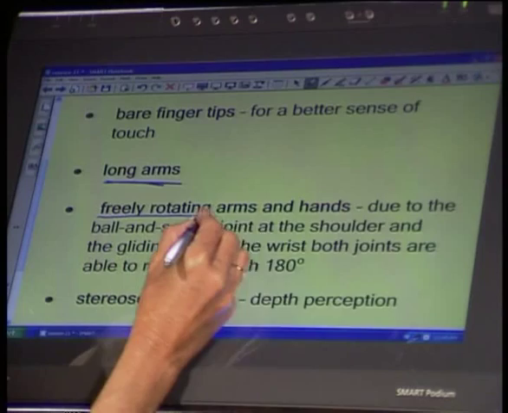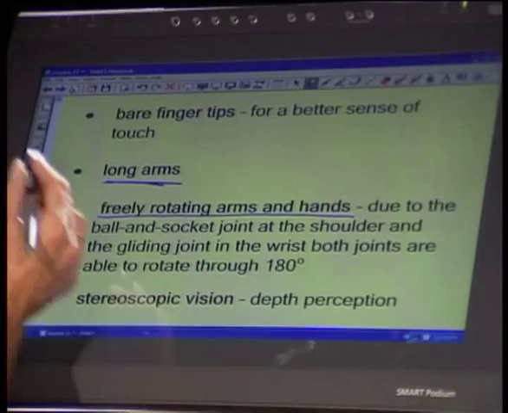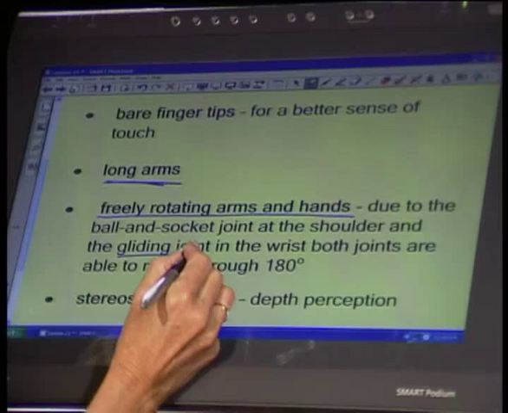Freely rotating arms and hands. Your arm can rotate, all right? So you can swing nicely, all right? Your hands can rotate. Remember, you've got your gliding joints, so your hand can rotate as well. And why? We've got the ball and socket joint over here. Okay, and the gliding joint in the wrist, and that means we can rotate to 180 degrees. If you've ever watched monkeys swinging from one branch to the next, and then watch humans working in a circus, especially your trapeze artists, and what they can do with their arms.